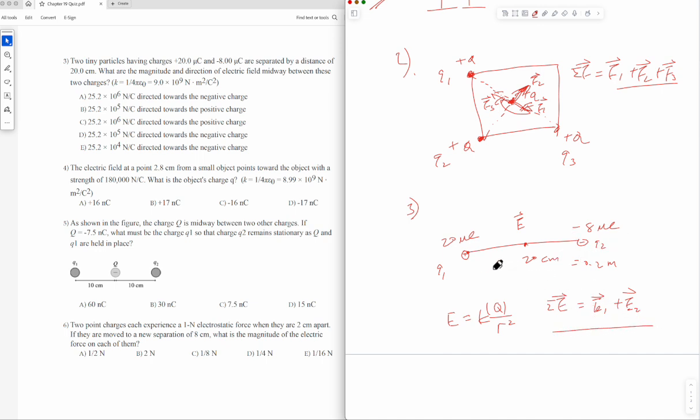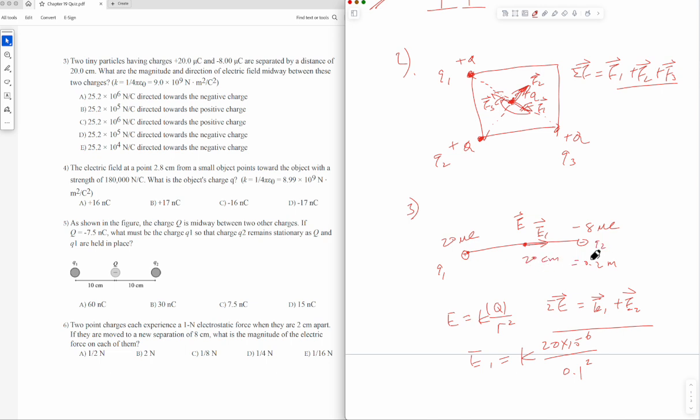At this location, you have the electric field due to Q1 and the electric field due to Q2, and you have to add them together. For the electric field due to Q1, Q1 is positive, so it pushes away at this location. So this is E1. What is the magnitude? E1 equals k times 20 times 10 to the negative 6 coulomb, divided by the distance squared. The distance here is half of 20 centimeters, 0.1 meter, squared.